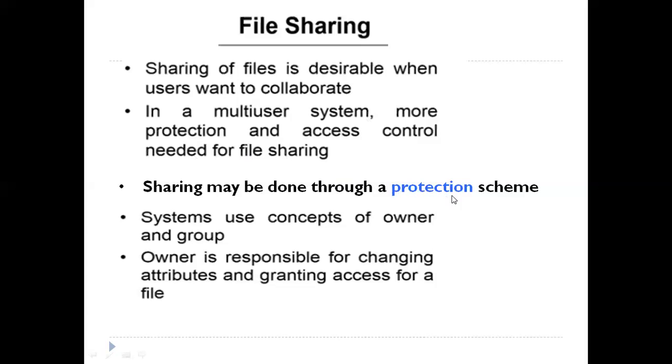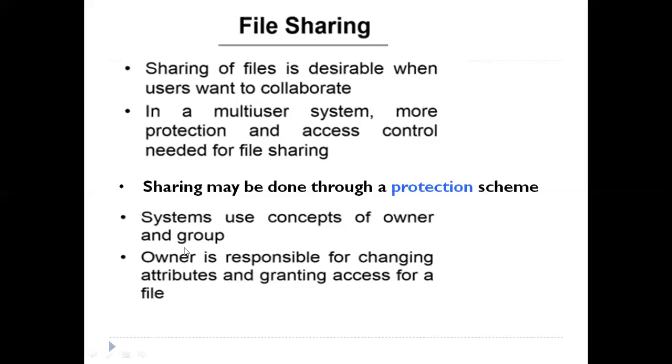Sharing may be done through a protection scheme. So how do I make sure I give protection? Systems use the concept of owner and group. Owner is responsible for changing attributes and granting access for a file. Let's say I have created a file, so I am the owner. You can use the word owner or user. I have the responsibility, or the privilege, of saying which users have what kind of access.